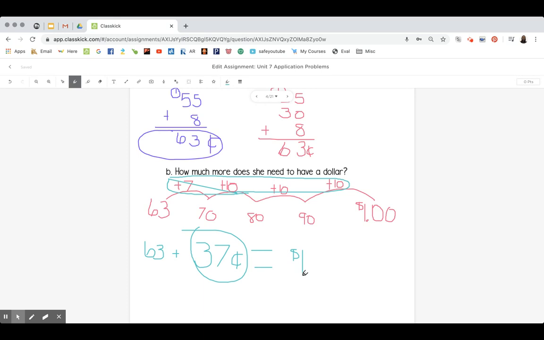So in order to find out how much more money she needs, I did my skip counting, and then I added the numbers at the top of my jumps here. That's how much money she needs to get to $1. She started with 63. She needs 37 more cents to get to $1.